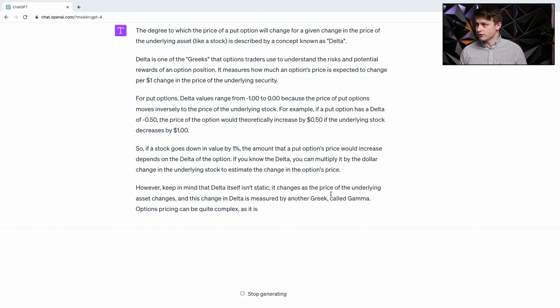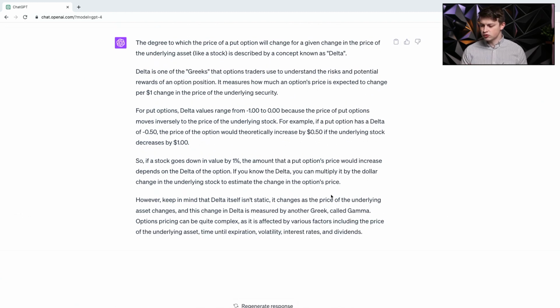So let's start reading. The degree to which the price of a put option will change for a given change in the price of the underlying asset is described by the concept known as delta. Delta is one of the Greeks that option traders use to understand the risks and potential rewards of an option position. It measures how much an option's price is expected to change per $1 change in the price of the underlying security. For put options, delta values range from -1 to 0 because the price of put options moves inversely to the price of the underlying stock. For example, if a put option has a delta of -0.5, the price of the option would theoretically increase by 50% if the underlying stock decreases by $1.